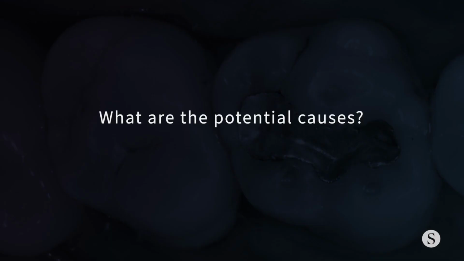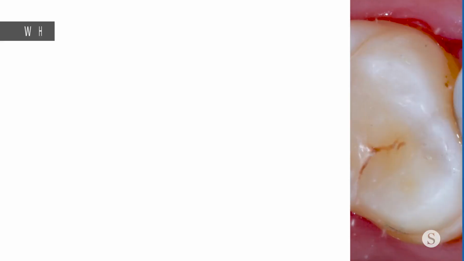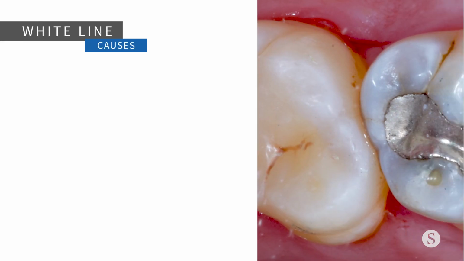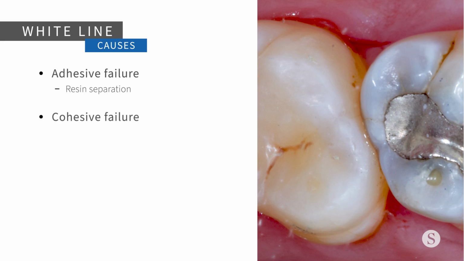So what are the potential causes of this? There are two main causes of white line. There is adhesive failure, or the so-called resin separation, and cohesive failure, the so-called enamel peel.